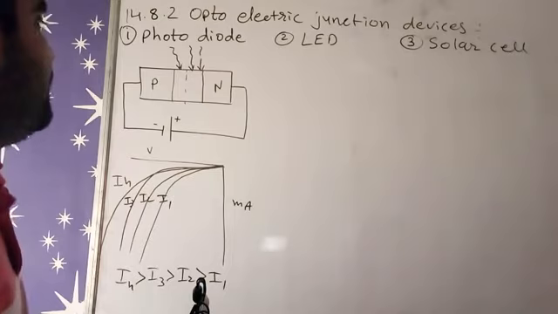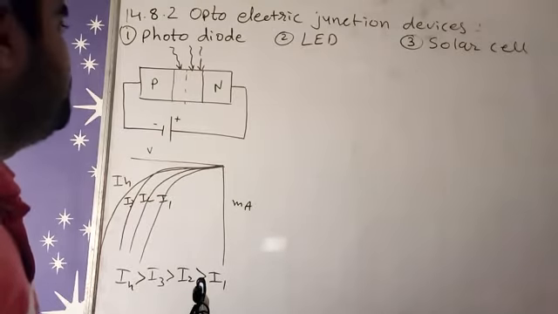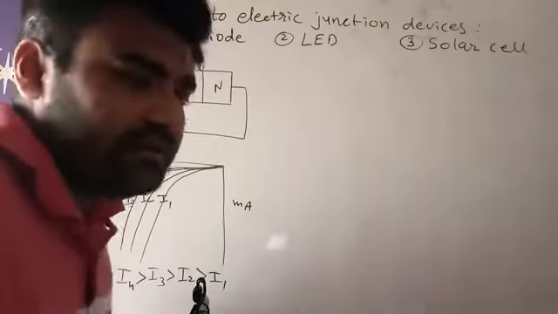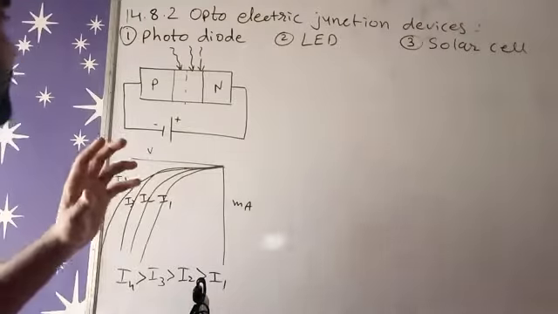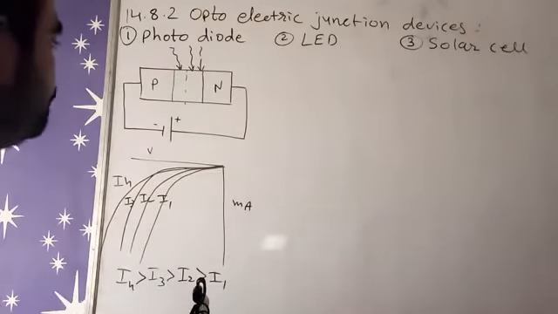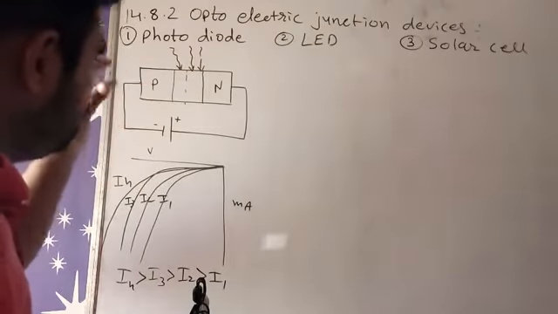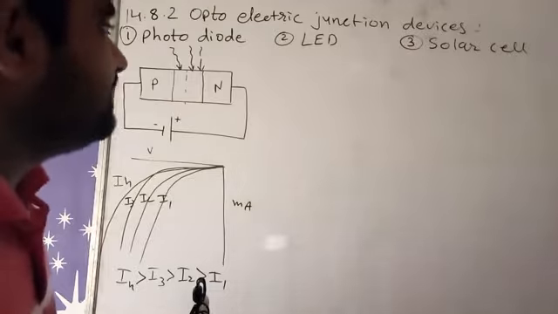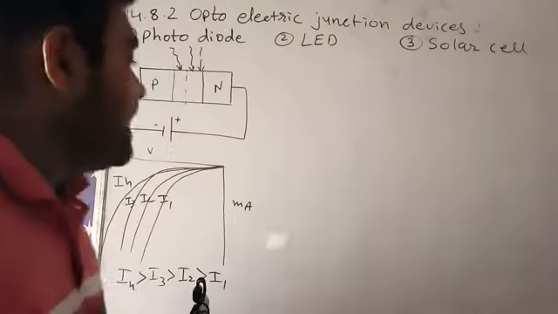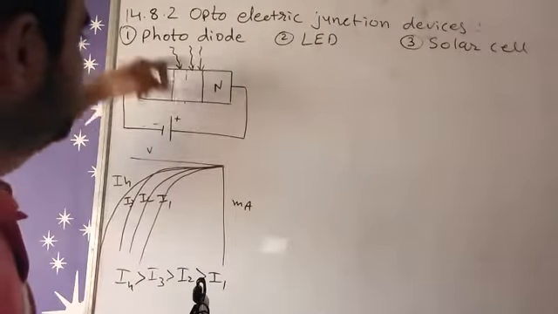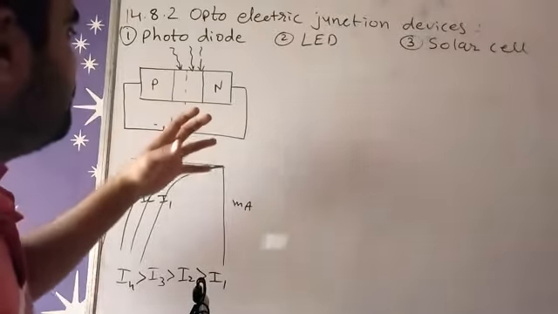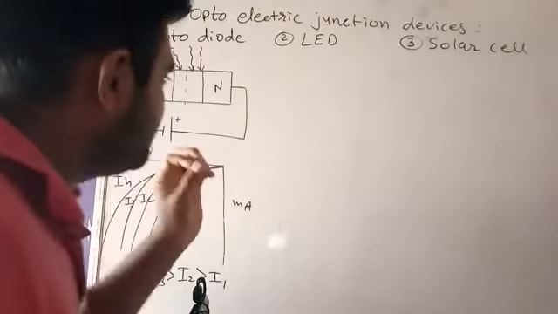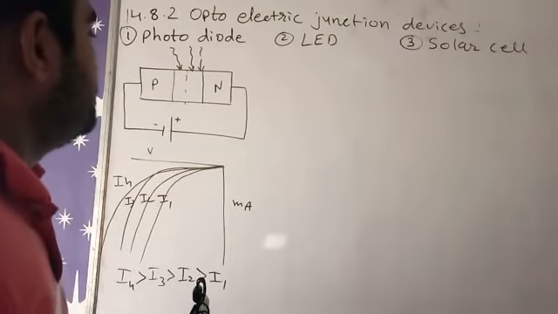Now for the photodiode, we have to use efficient P and N semiconductors, and the intensity of light should be of a sufficient value.